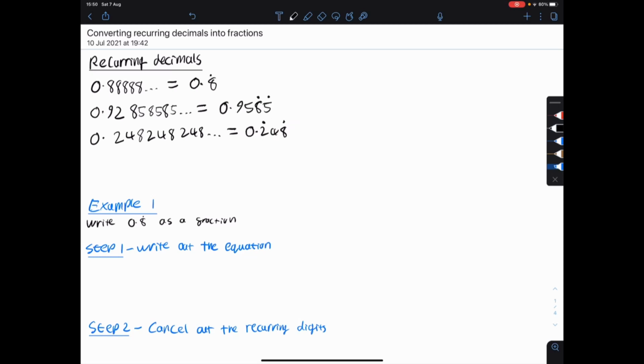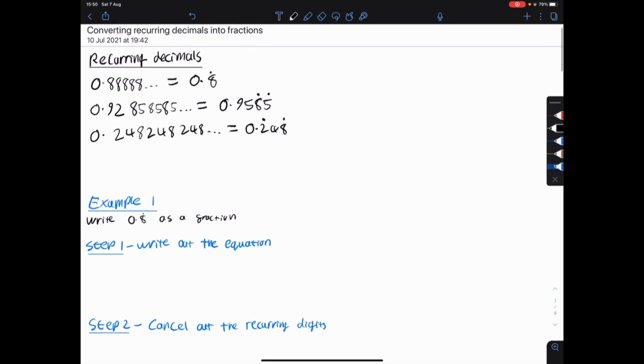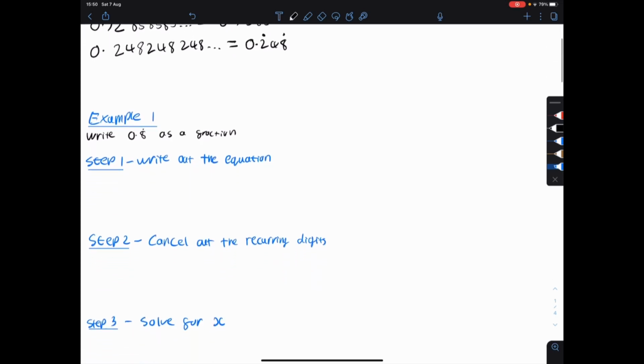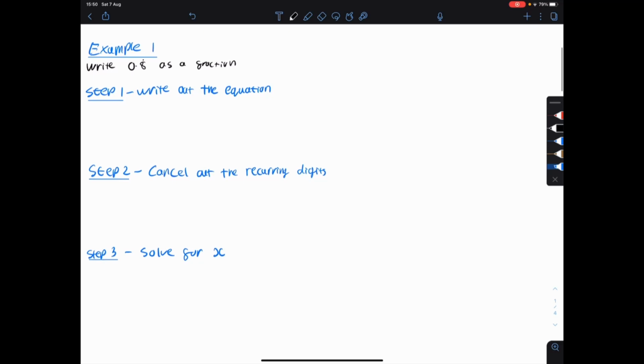Okay, so now I'm going to actually tell you how to convert recurring decimals into fractions. We're going to do this on an example basis, and every single one of these questions contain 3 steps. In this first example, we're asked to write 0.8 reoccurring as a fraction. The first step we need to do is write out the equation. And what I mean by this, we just do 0.8 reoccurring, so 0.888 and so on, equals x. Okay, and that's just step 1.